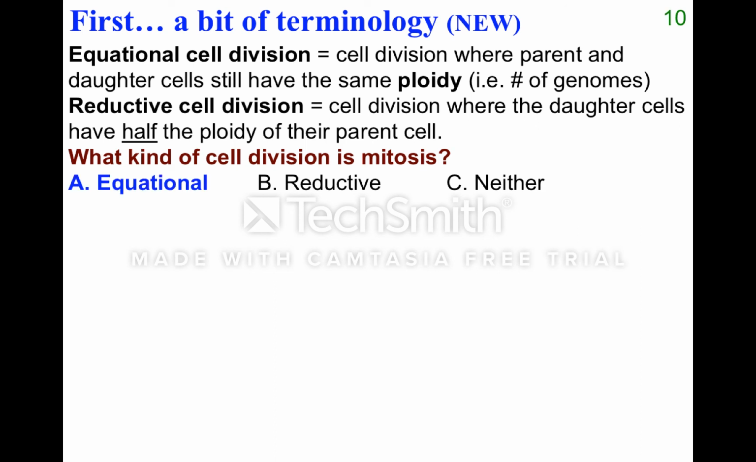So mitosis is equational because before and after mitosis, the parent cell and the two daughter cells have the exact same number of chromosomes. So it's equational. Why does mitosis have to be equational? Oops, gave it away there.